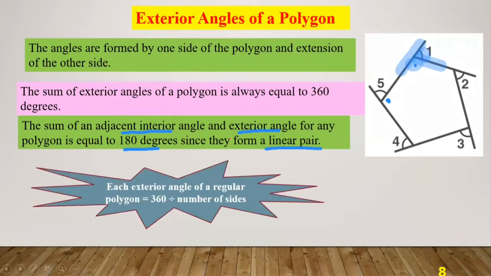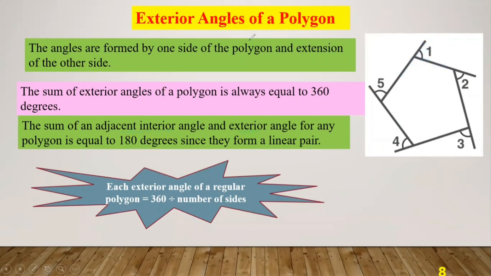Okay, children. Now each exterior angle of a regular polygon will be 360 degrees divided by the number of sides. We will be solving this type of questions ahead. Imagine this is a regular polygon. It has 5 sides, right? So 360 divided by 5 will give us the size of each exterior angle of this pentagon. So each exterior angle of a regular polygon is 360 divided by the number of sides. Got it, children? Watch again. If not understood, fix this into your brains.